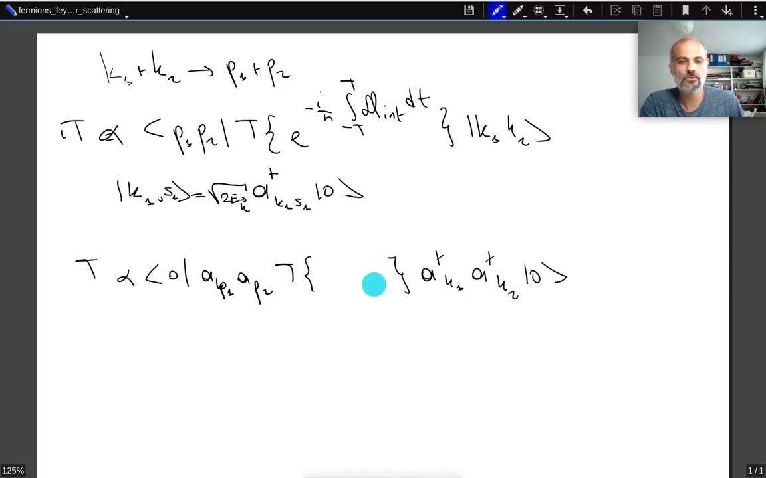Now, since these are fermionic operators, their ordering will also be important, but for the sake of simplicity, I will just say that this state is defined by operators having the same order. So here I should change the order of these operators. So this is P2, P1. So we have to be consistent in our notation. If I had defined this state with a different ordering of operators, there would be just an overall sign difference, but we have to be consistent in our definitions.